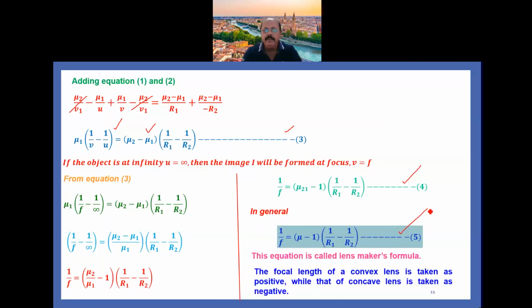Now, one important thing here, you just remember it. The focal length of a convex lens is taken as positive always, while that of a concave lens is taken as negative.